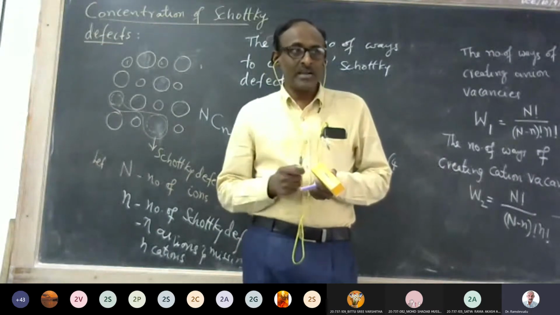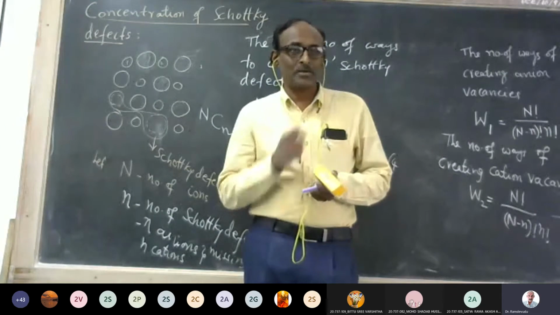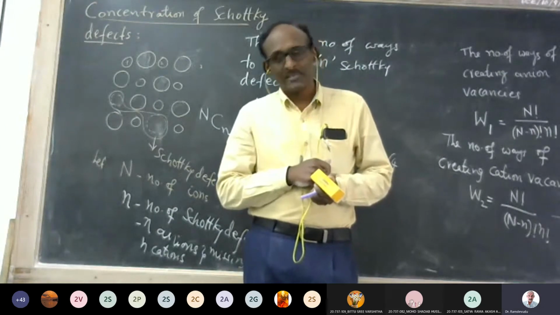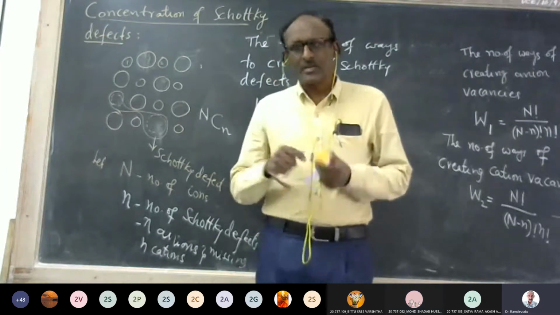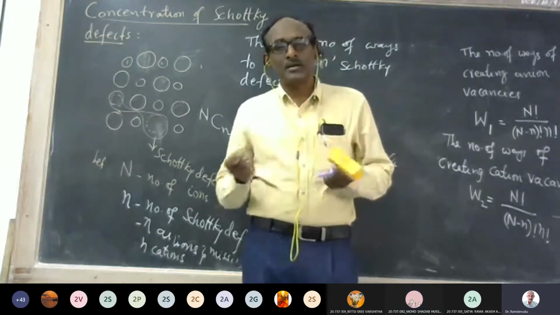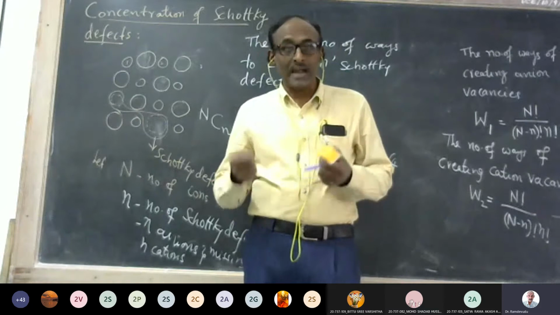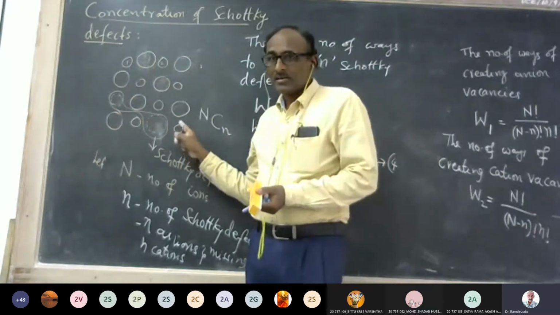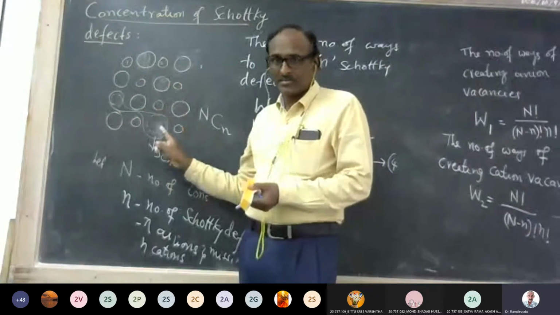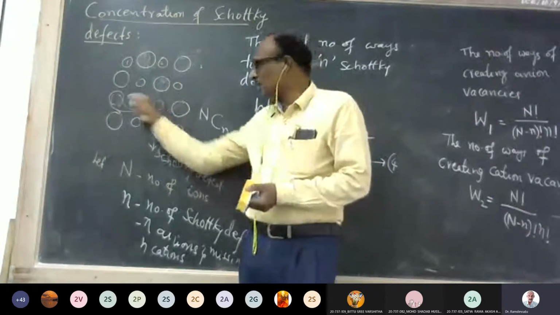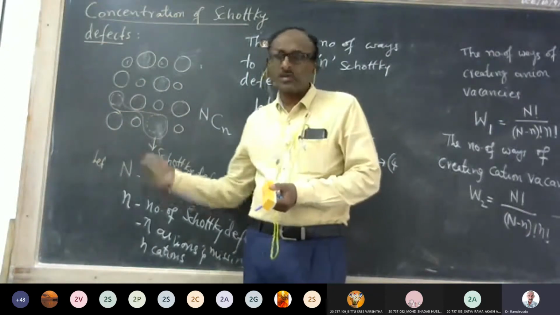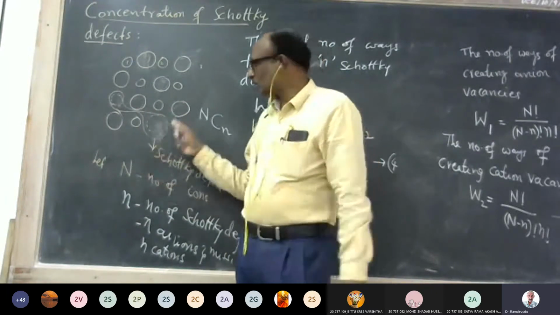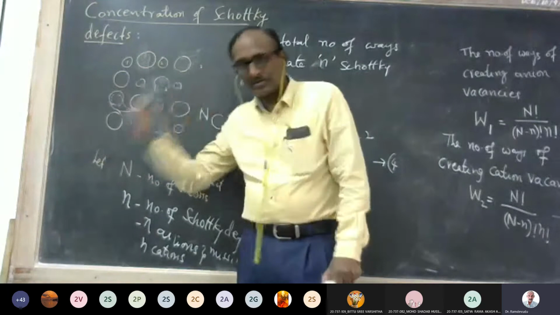So if I create defects, what happens to entropy? Increases. Creation of defects will increase the randomness in the structure. Previously it is a perfect crystal with regular arrangement, but creation of either Frenkel or Schottky defects will increase the entropy. So an entropy change will be there.